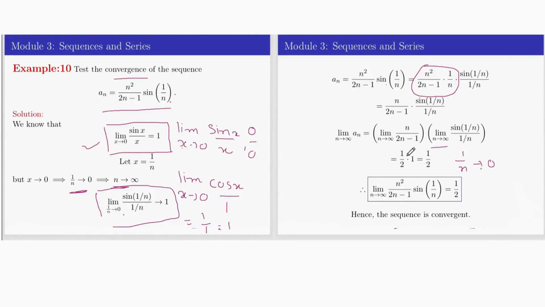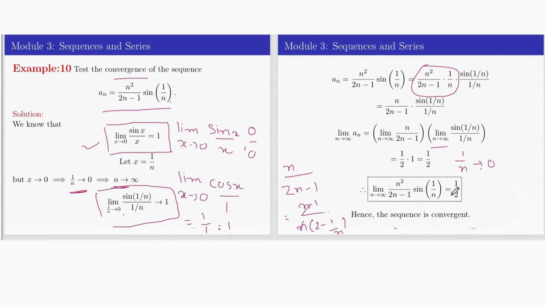Now from this take n common. So what we get? n upon 2n minus 1. Okay. So here from the denominator take n common. So what we get? 2 minus 1/n. Okay. So now n is cancelled out and put the limit n tends to infinity. So this term becomes 0. So what we get? 1 upon 2. Okay. So 1/2 into 1 is equal to 1/2.